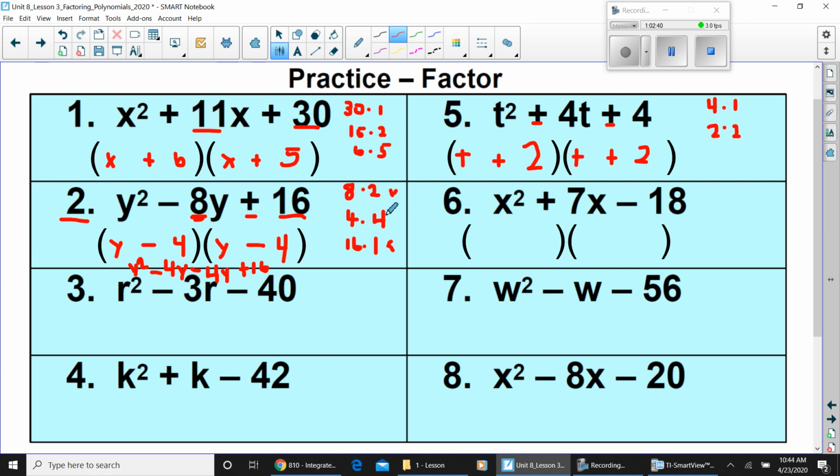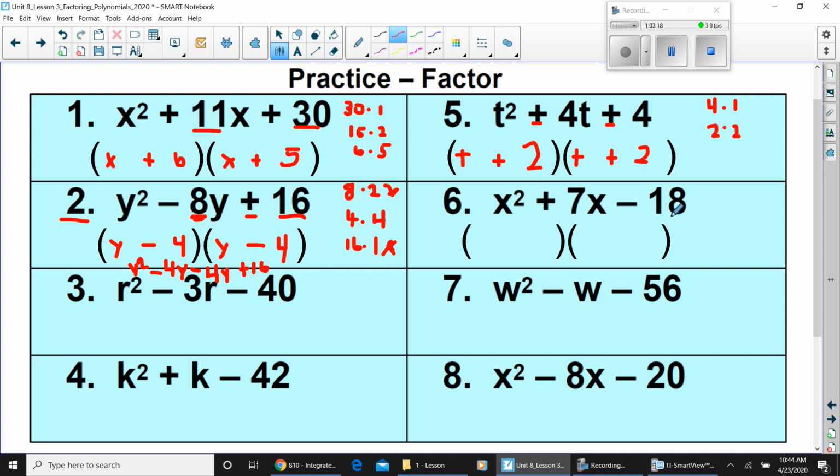I have to make 8 by either adding or subtracting. The only two numbers I can make with 16 and 1 are 15 and 17, if I add or subtract them. 4 and 4, I could add them to get 8. 8 and 2, 6. So 4 and 4 is the only option. You could cross these out right away. So you know it's 4 and 4. You just have to pick the signs now. Once you have the factors in place, I think it's easier to pick the signs after the fact.